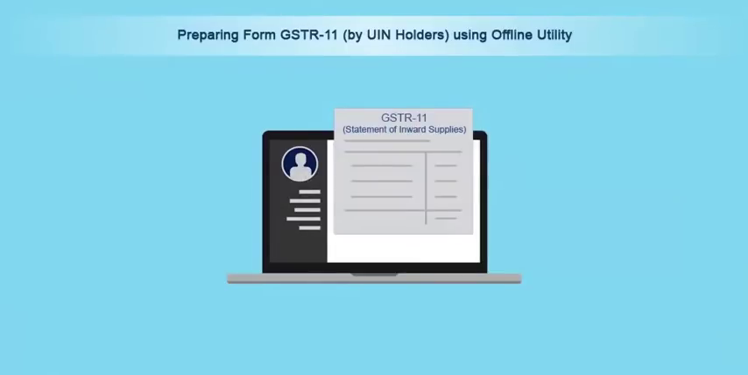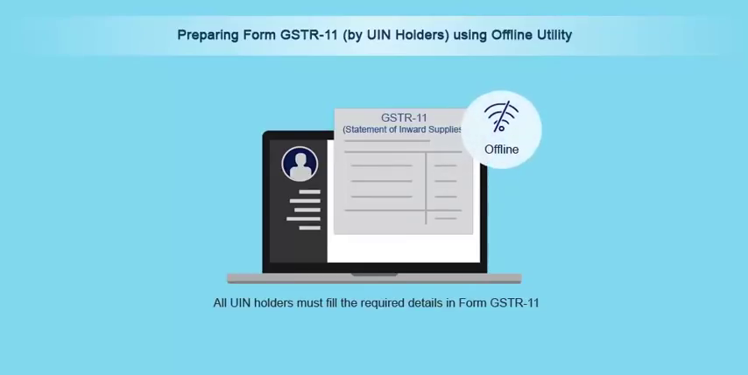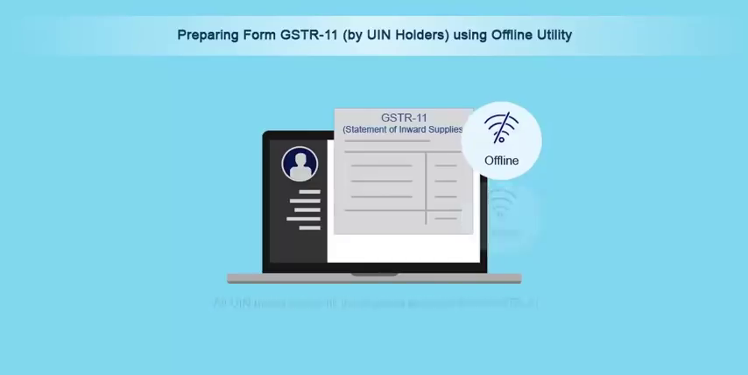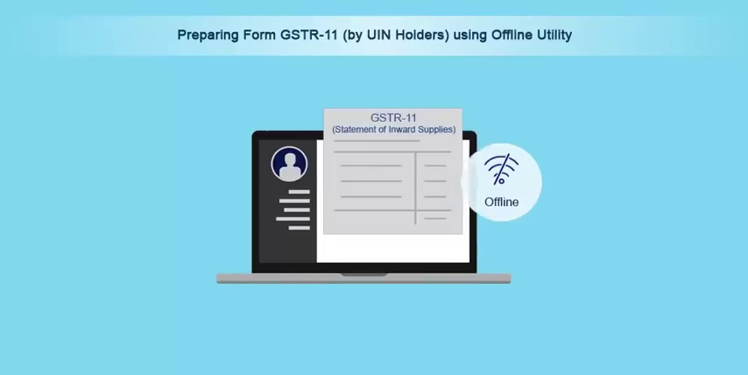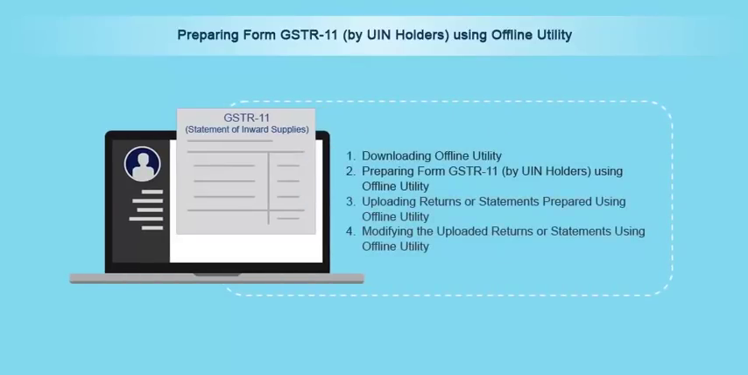To file Statement of Inward Supplies, all UIN holders must fill the required details in Form GSTR-11. This can be done using the offline utility and then uploading the details by connecting online or using only the online facility. To use the offline utility, you need to perform multiple steps as displayed on screen. There are separate videos corresponding to all these steps. This video will guide you how to fill the details of GSTR-11 using the offline utility.